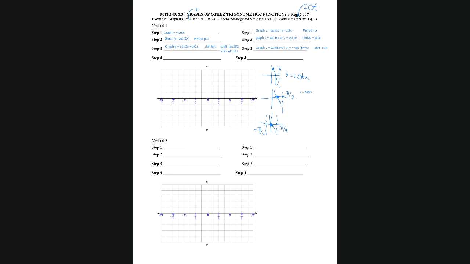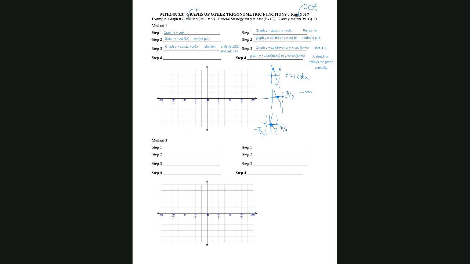Is that okay? Any questions? Okay. So next, we're going to see what the A does to things. So we're going to graph y equals A tangent of bx plus c, or y equals A cotangent of bx plus c. And A stretches or shrinks the graph vertically. Does that make sense?